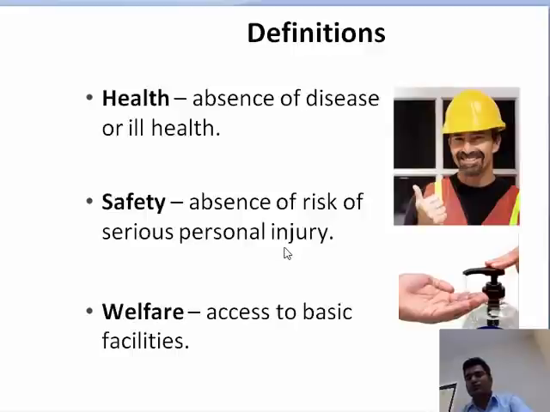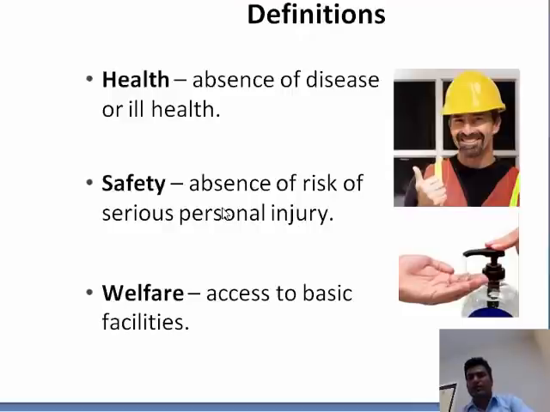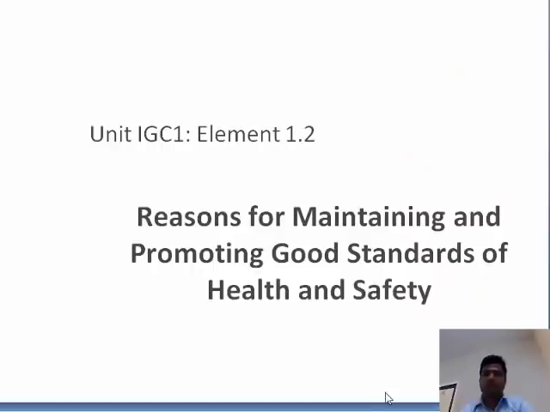And what is safety? Safety is absence of risk of serious personal injury. If no physical injury is found, that person is safe. This is safety. One-word definition: absence of risk of serious personal injury. And what is welfare? That means basic facilities required at the workplace. If you want to work efficiently at the workplace, then some very basic things are required, like drinking water, toilets, and rest areas. So we can define welfare as access to basic facilities.